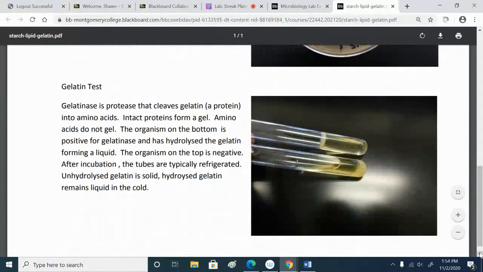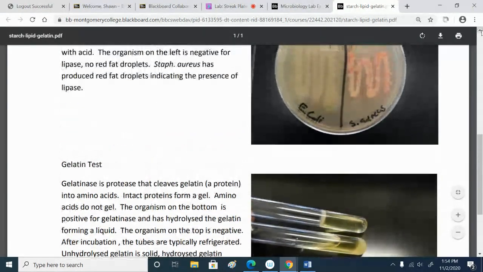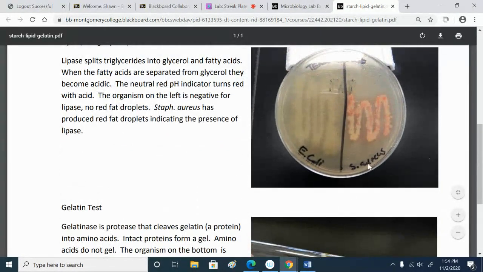Lastly, we have gelatin. Question, Professor. Yes? The Staph aureus, is it the one on the left or the right? On the right. It's labeled Staph aureus. Right, so on the right is Staph aureus. E. coli is on the left.